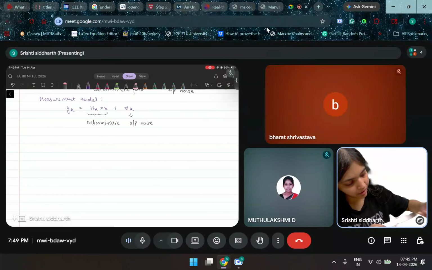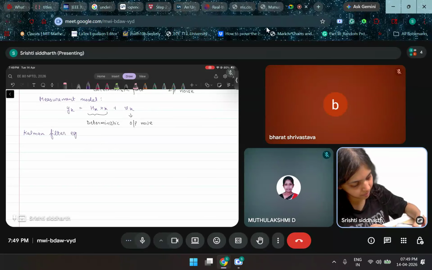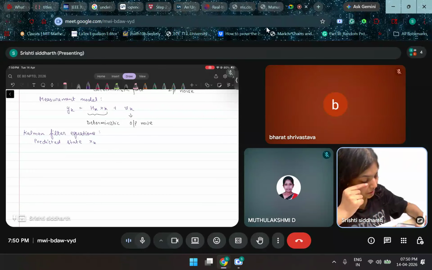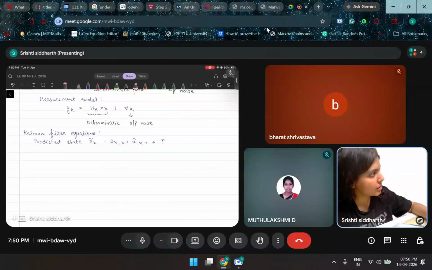So let's recall the Kalman filter equations. We have the system model. First is the prediction stage. The predicted state xk tilde is phi k, k minus 1 x hat k minus 1 plus gamma k minus 1.